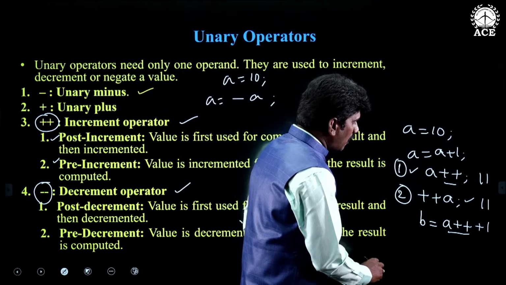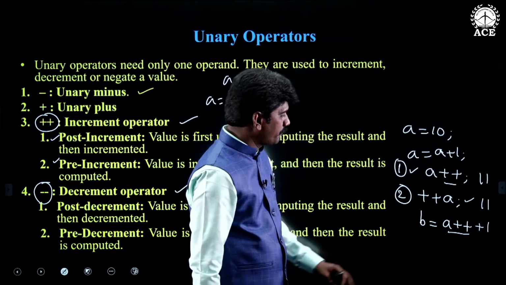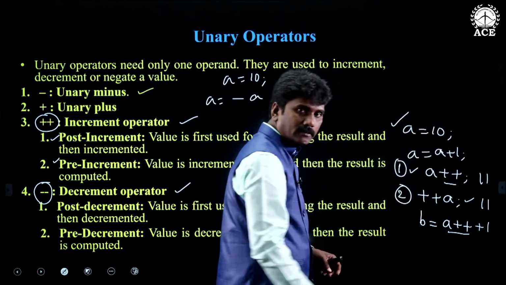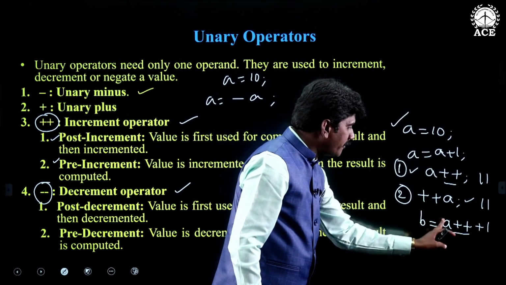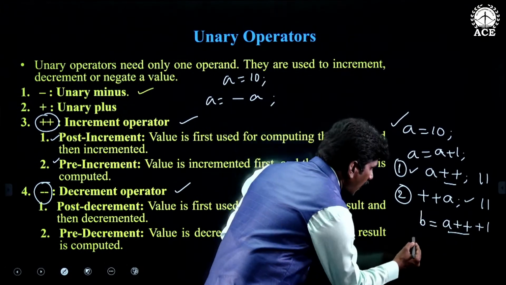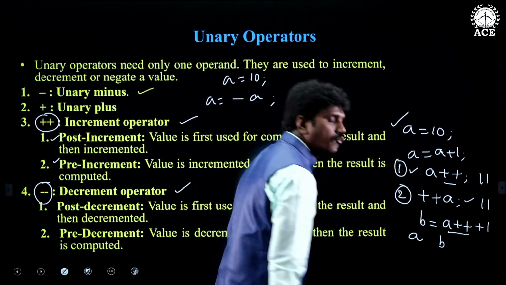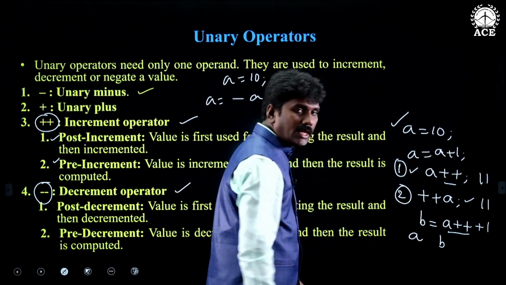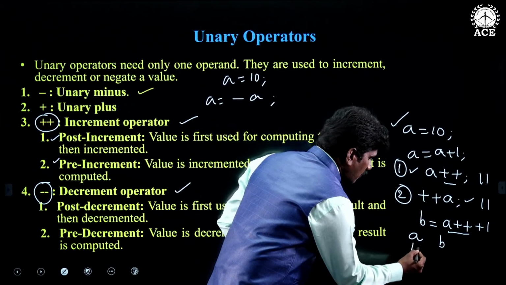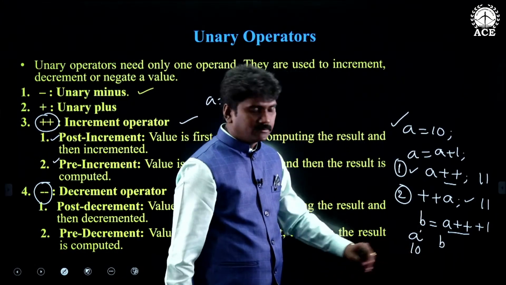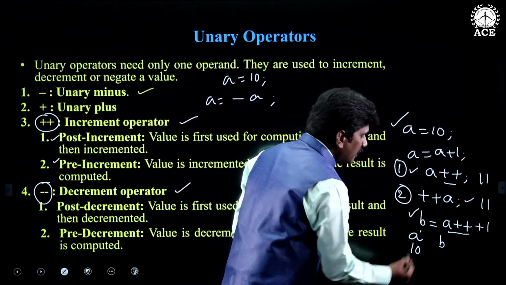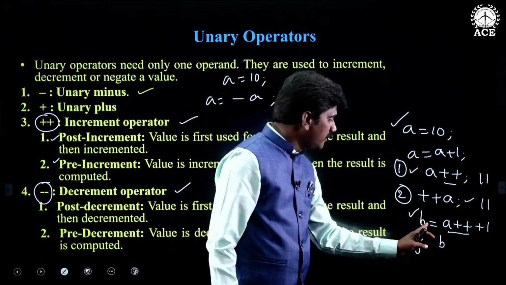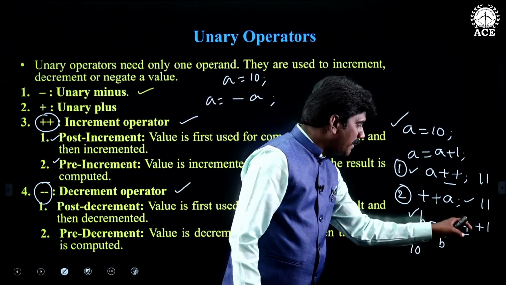So here, how the value is going to be stored in b? Let us consider a is equal to 10, and we would like to perform a plus plus plus 1. In this case, what is the a value and what is the value of b? Let us understand. Initially we have taken the a value as 10, and the b value is going to be stored in it. Now, what is the b value here? b is equal to a plus plus plus 1. Here, I am using the statement like a plus plus plus 1.